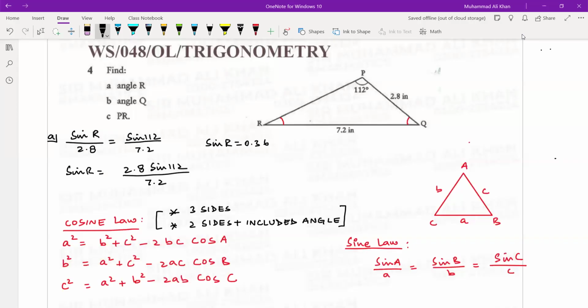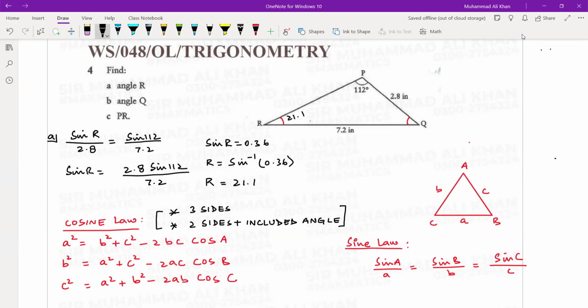And after that, if we have to calculate R, then sin goes to the other side and becomes sin inverse 0.36. So what is the angle R? Sin inverse of 0.36 is 21.5. The angle is 21.1. Are you clear? Now, after that, we have to calculate angle Q. We have angle R, 21.1.